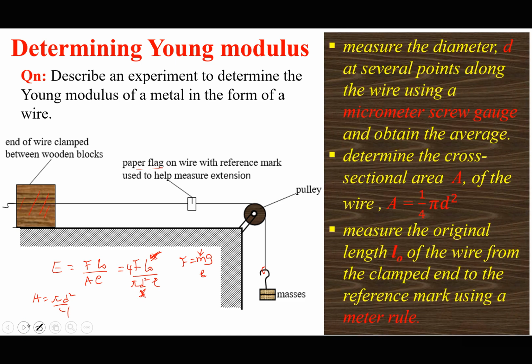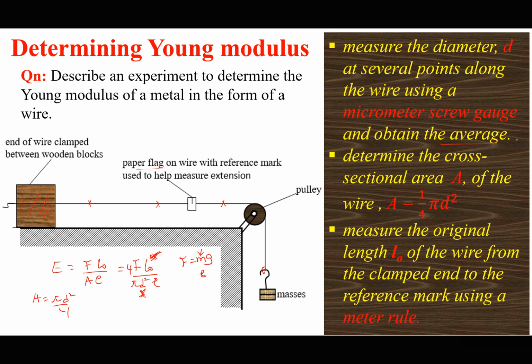So number one, I'm saying we shall measure the diameter D at several points along the wire using a micrometer screw gauge. So we shall measure the diameter, say at this point, measure that point, measure that point. So you find the average value of diameter. That is to reduce random error. You take measurements of the diameter at different points of the wire and obtain the average value of the diameter. That one is improving the random error.